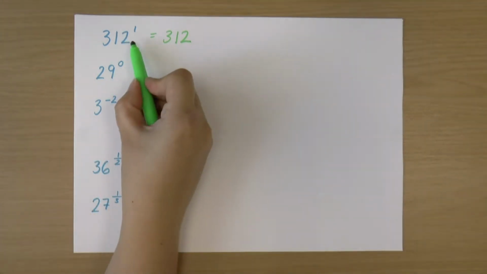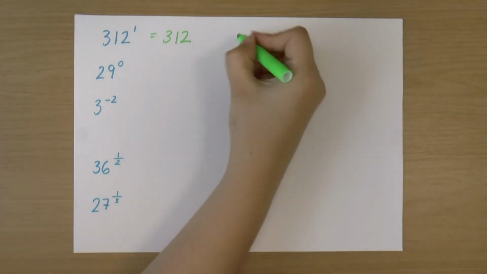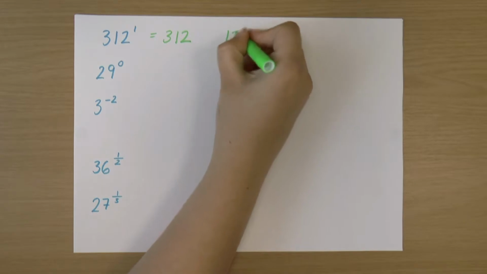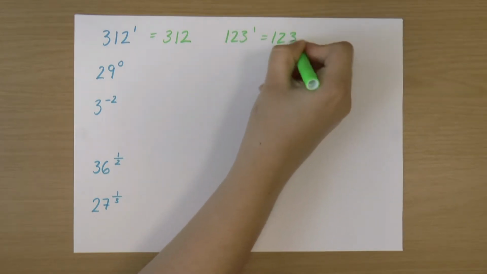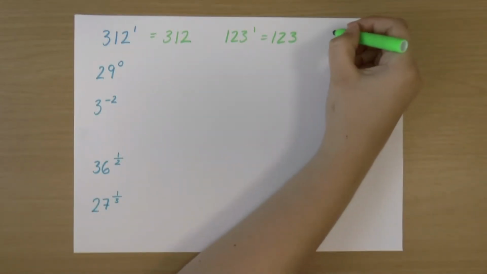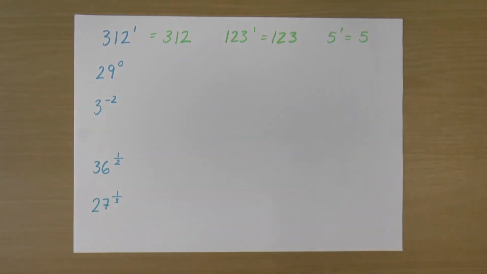So any number to the power of 1 will just be itself. If I had, let's pick a number, 123 to the power of 1, that's 123. If I had 5 to the power of 1, it's 5. Any number to the power of 1 is just itself.